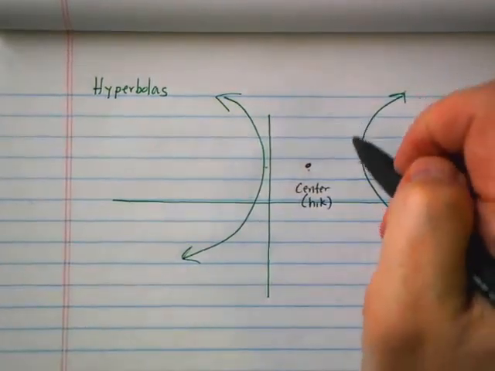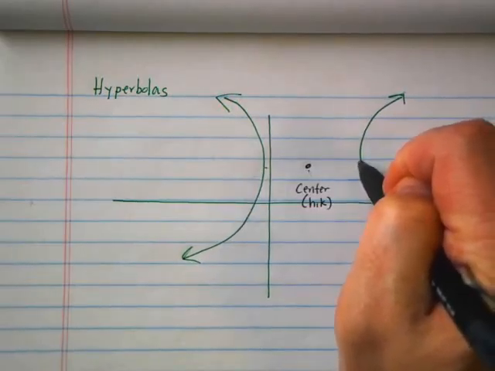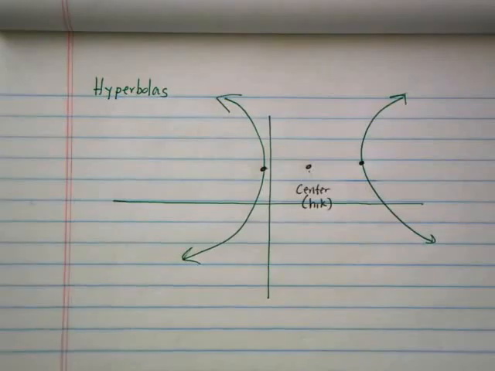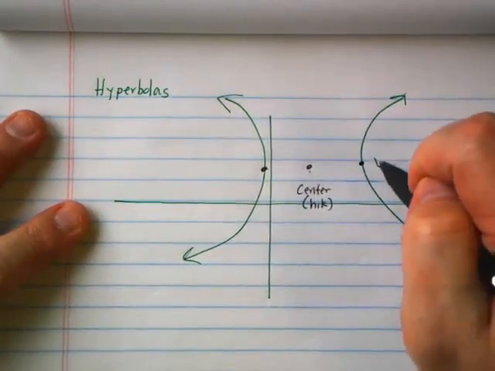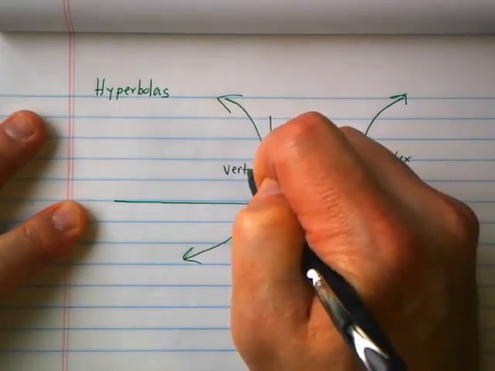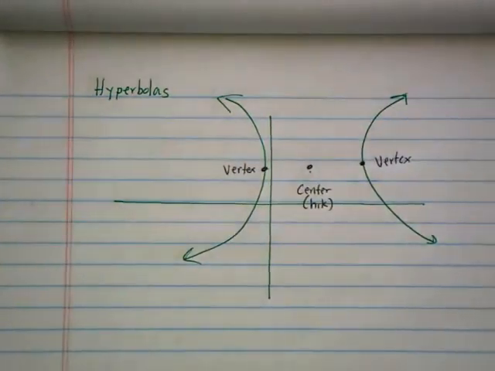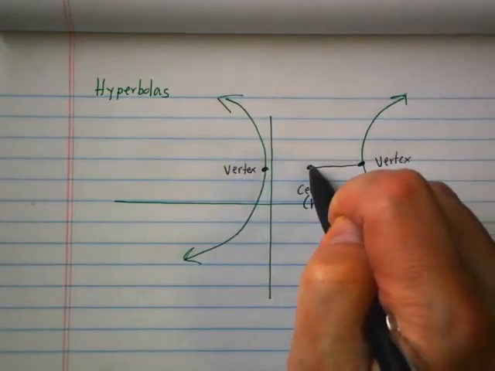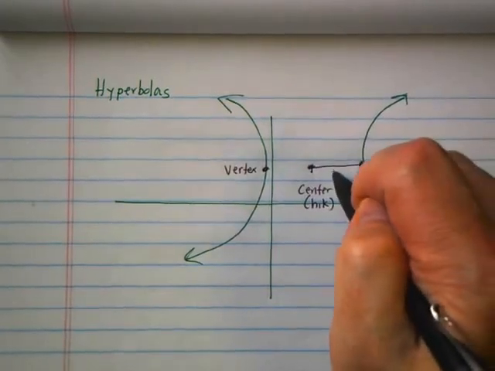All right. Then we're going to have these 2 points right here, this one and that one. Those points are called vertices. This is a vertex. This is a vertex. How far is it from the center to the vertex? That distance is called a. That's correct.